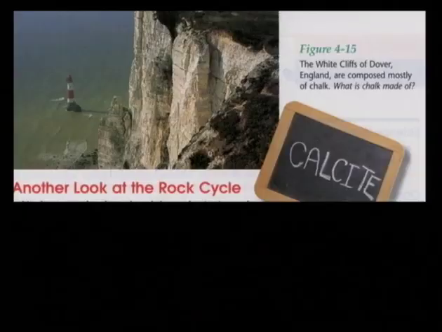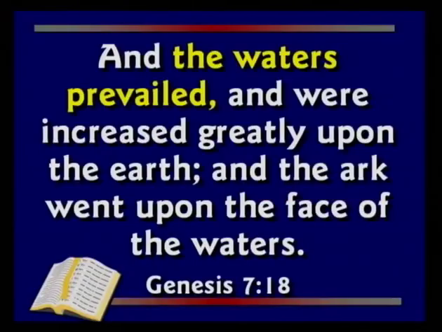It's called calcite. The chalk cliffs of Dover, made of calcite. Genesis 7. The Bible says, the waters prevailed and increased greatly upon the earth, and the ark went upon the face of the waters. See, the waters prevailed. They had the power over the earth there for a while.